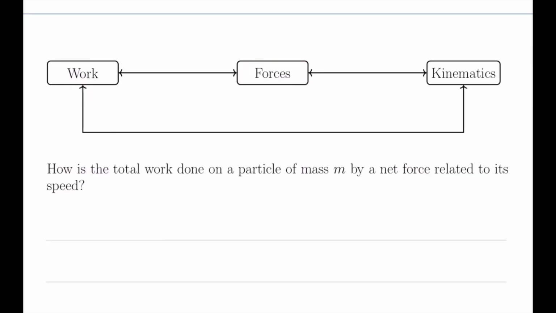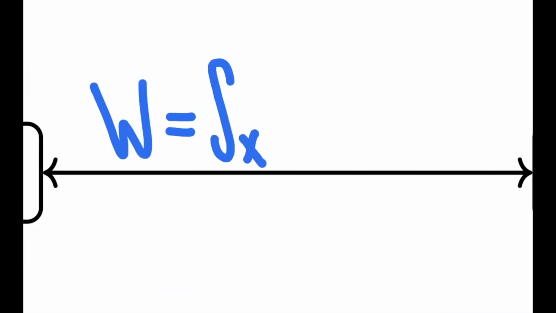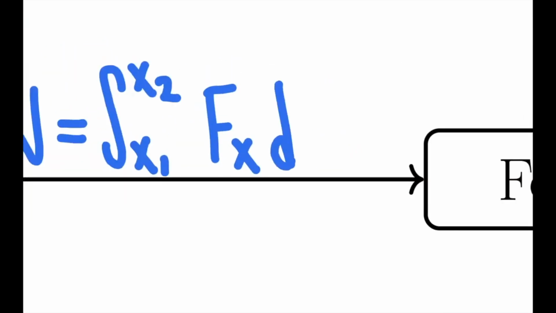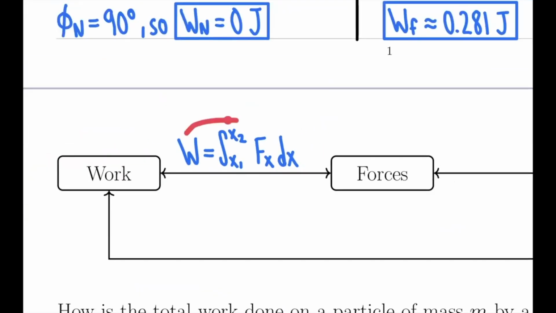F s cosine phi. Yeah, if the force is constant, you can just do F s cosine phi. Just to keep it general, let's say that the force is varying. So you would do an integral, from x1 to x2 of F in the x direction dx. That's in general what you do. So that's what relates work and force.